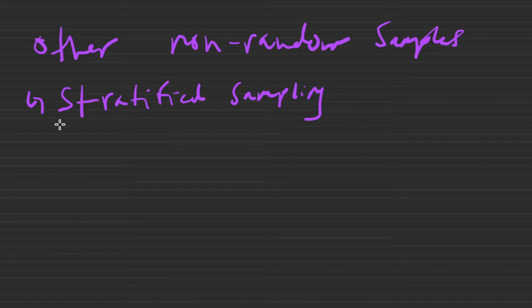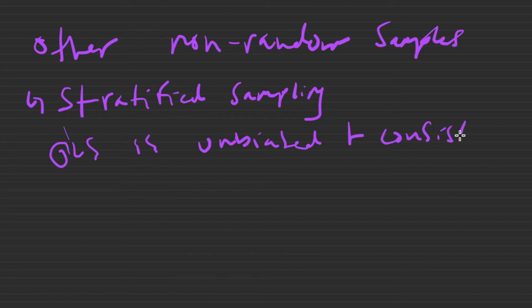This is a way to purposefully produce a non-random sample so that you have a sample that does not necessarily reflect the population, but instead you overrepresent minority groups in the sample. OLS will be unbiased and consistent as long as sampling is done on the independent variables.